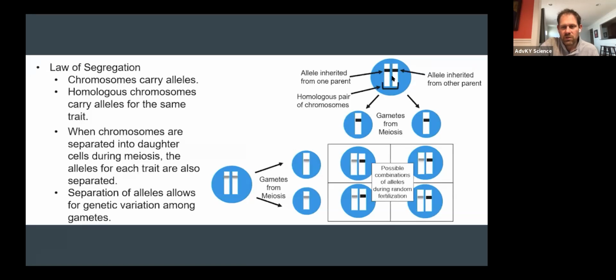If we do not pull apart, we'll see later that is non-disjunction. That's going to give us one too many chromosomes, and it's going to give us a chromosomal disorder. So the separation allows for genetic variation here.